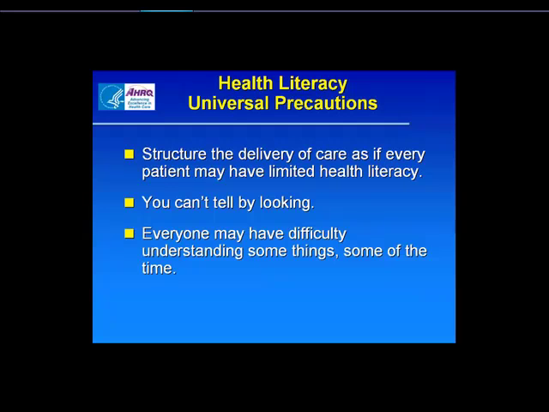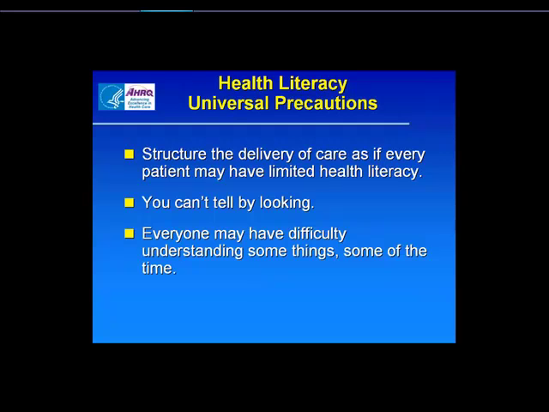And the theory is that you don't really know who's infected. You don't know whose blood is tainted. So you're going to treat every patient universally as if they were infected. And so we have a similar idea with health literacy, that we can structure the delivery of care as if every patient had limited health literacy, because you can't tell by looking.